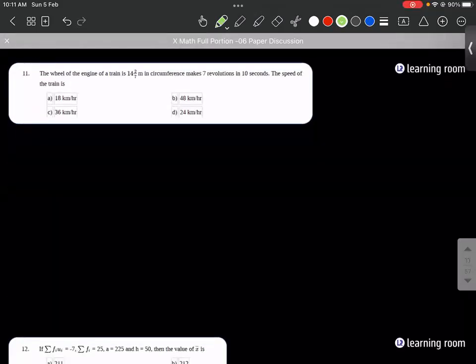The point of intersection of x-axis and y-axis is called, obviously, origin. The wheel of an engine of a train is 14 2 by 7 in circumference. It makes 7 revolutions in 10 seconds. What is the speed of the train? How to solve this?